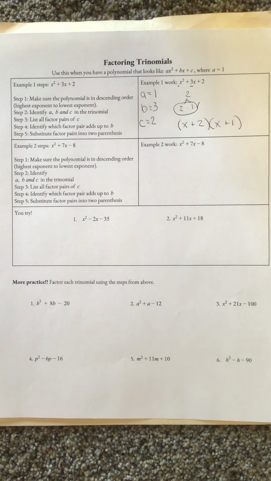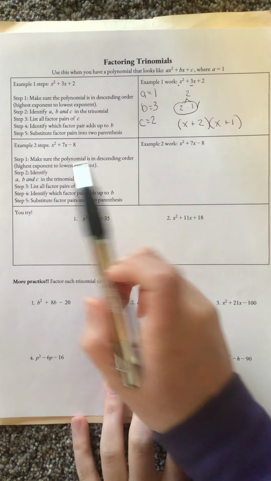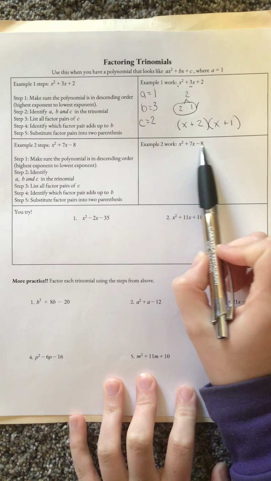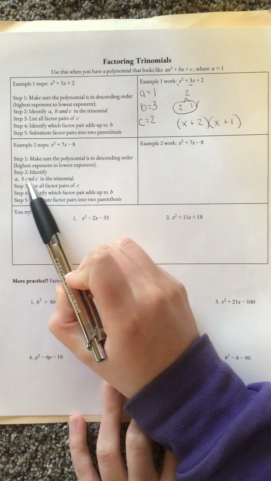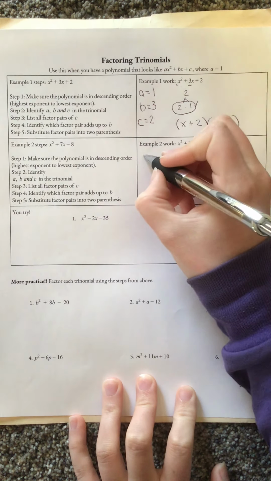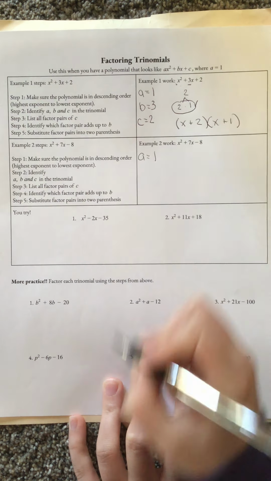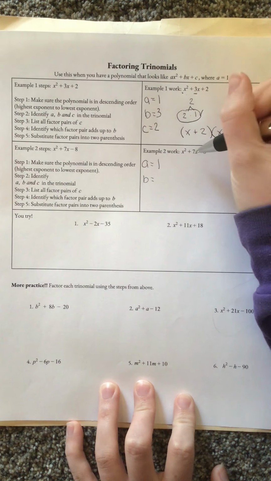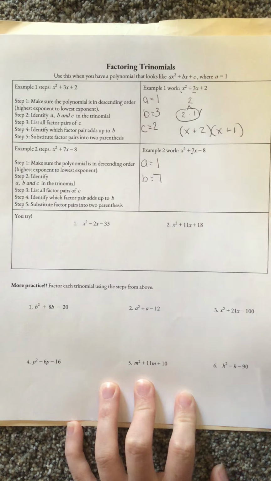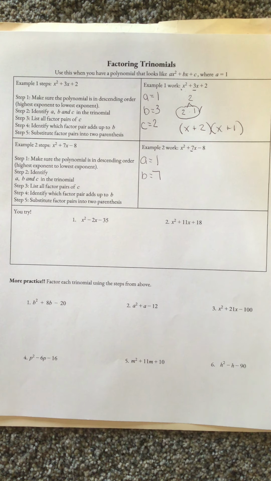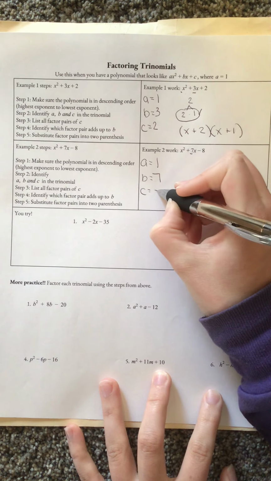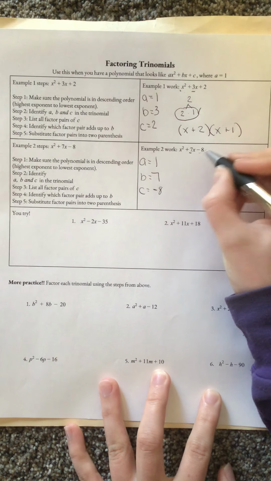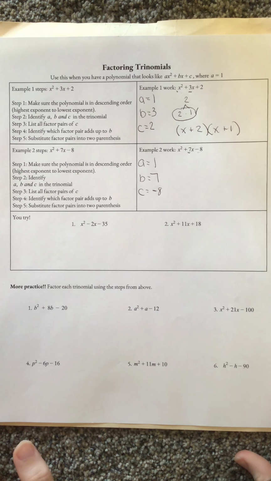Example number 2. We have x squared plus 7x minus 8. So again, they're in descending order. Perfect. Step 2, identify A, B, and C. Our A value is always 1. Our B value is this middle number right there, so that's a 7. And our C value is a -8. Make sure you include that negative because that is very important.